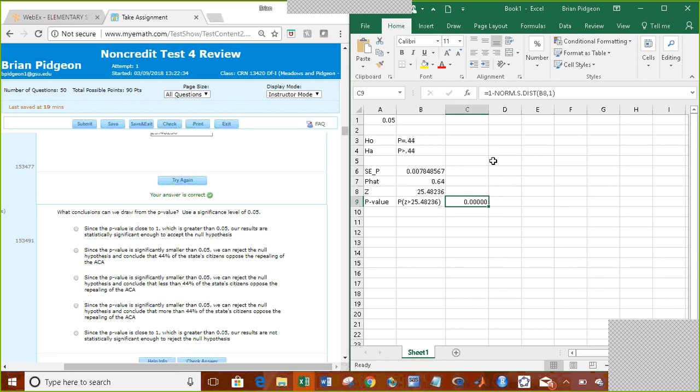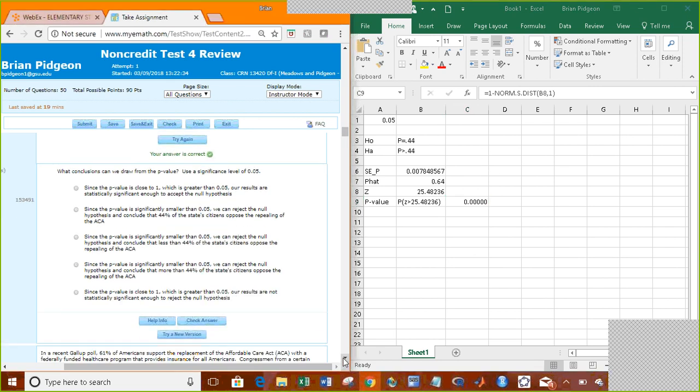We can probably extend the decimal out a bunch and finally get a different number, but what this means is it's practically 0. Since the p-value is significantly smaller than 0.05, so it is. 0 is essentially smaller than basically everything. We reject the null in favor of the alternative. There's evidence that more than 44%. We can reject the null because more than that. Remember, nothing about accepting or anything like that.